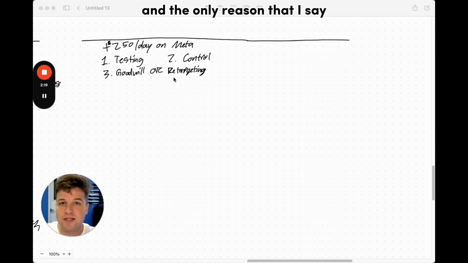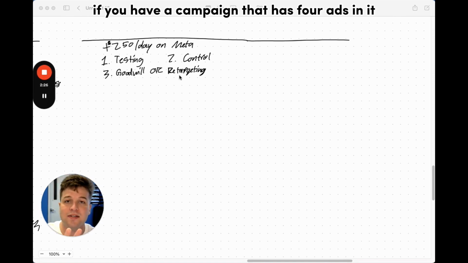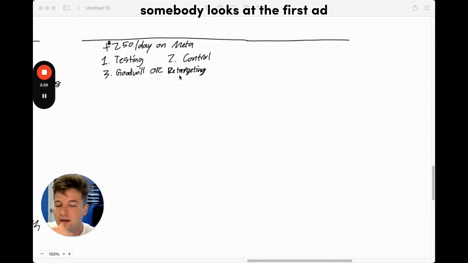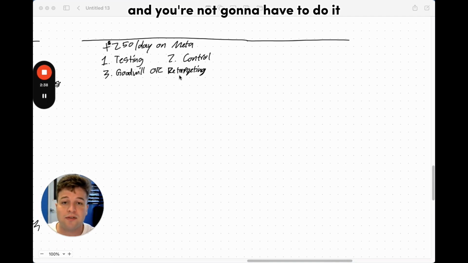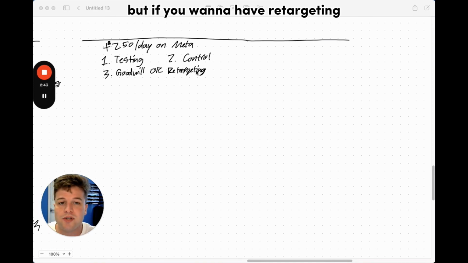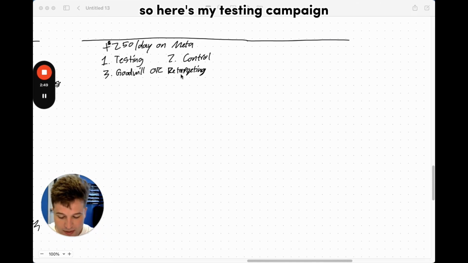And the only reason that I say or retargeting is because Facebook is already going to do the retargeting for you. If you have a campaign that has 4 ads in it, somebody looks at the first ad, but they don't buy from it, Facebook is smart enough that they're going to retarget that person because they showed interest in it with another ad in that exact ad set in the exact campaign. They're that smart. And you're not going to have to put that work into it. They'll do it for you. But if you want to have retargeting, I'm going to share with you the exact strategy that I use for my clients who do. So here's my testing campaign.